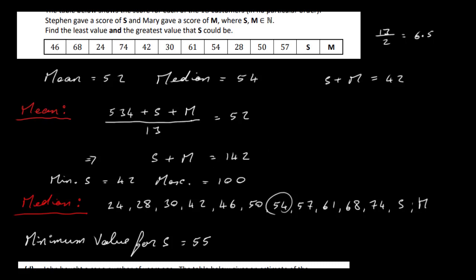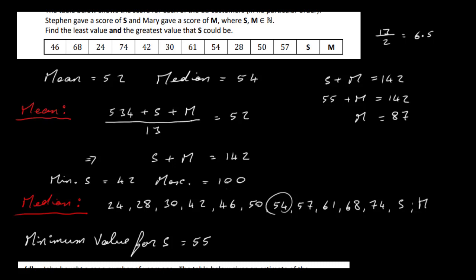Now if S were 55, that would give us 55 plus M is equal to 142. That would give me M is equal to 87. If S was 87, M could be 55. Now if M were 55, S is 87, that's the maximum that S could possibly be. So not 100 as we had here, it's actually 87.